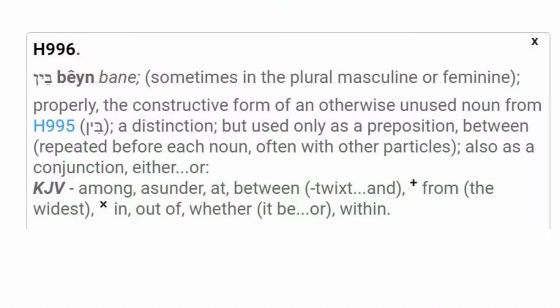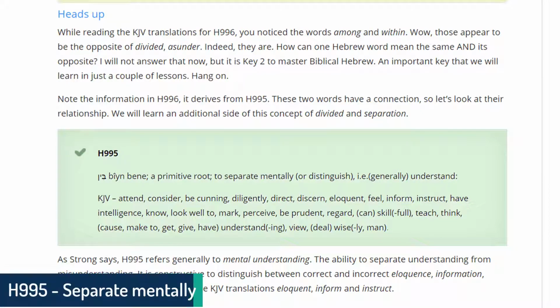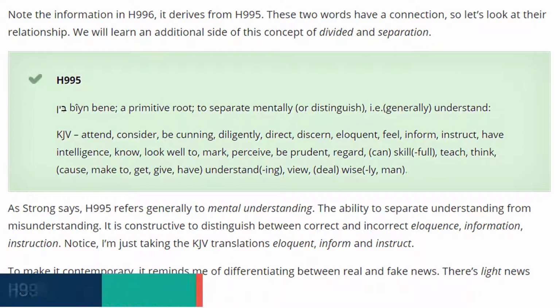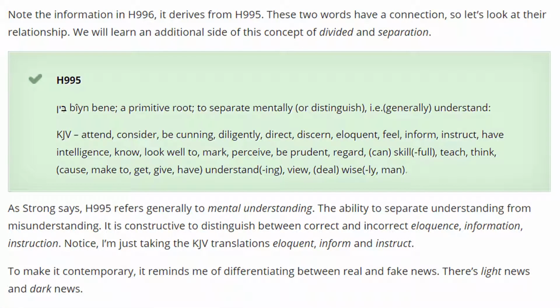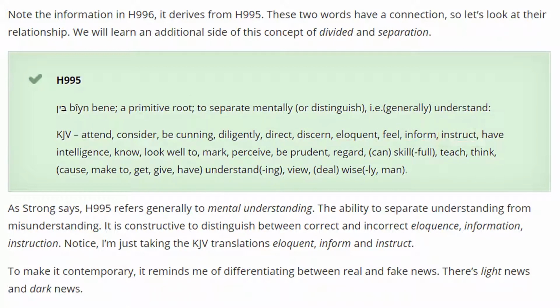Hang on. Note the information in H996. It derives from H995. Those two words have a connection, so let's look at their relationship. We will learn an additional side of this concept of divided and separation. As Strong says, H995 refers generally to mental understanding, the ability to separate understanding from misunderstanding. It is constructive to distinguish between correct and incorrect eloquence, information, instruction.